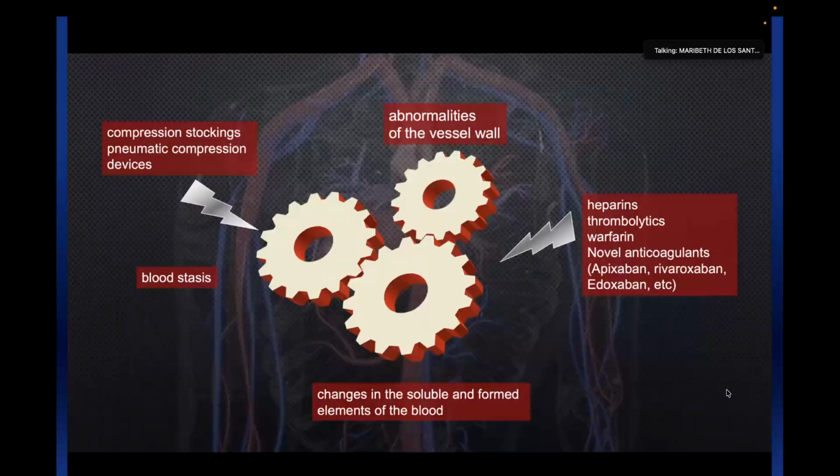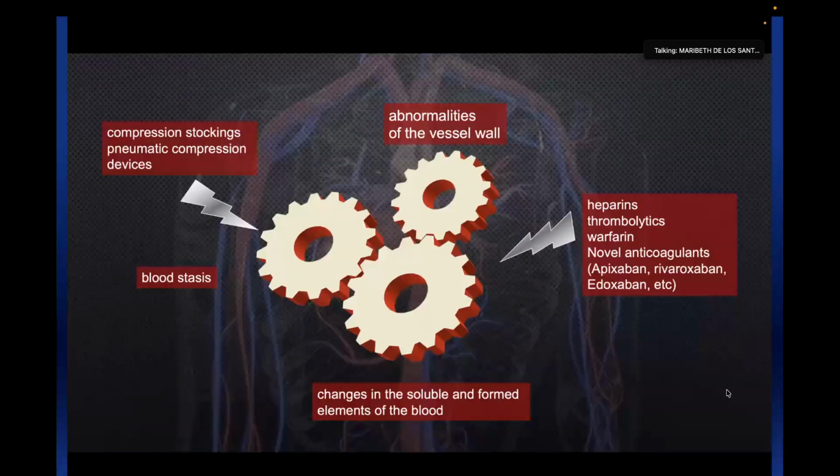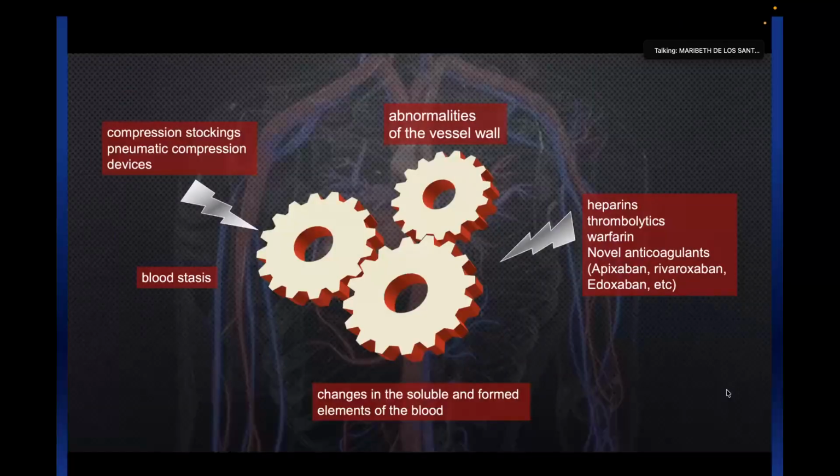So treatment for DVT, we go back to the three abnormalities that define DVT. For blood stasis, we use compression bandage or stocking or intermittent pneumatic compression device or IPC. To address the changes in the form and soluble elements of the blood, we give anticoagulants.